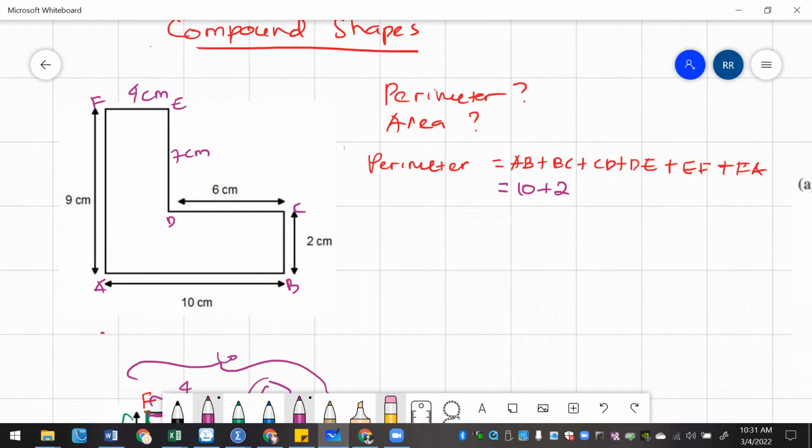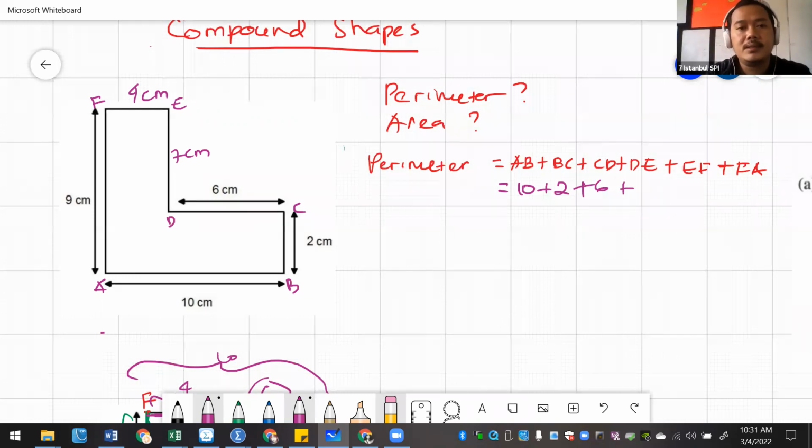Okay, 10 plus 2, and then plus 6, and then plus 7, and then plus 4, and then plus 9. Right? So you can just add this. I don't need to help you with the calculation. Quite easy. 12 plus 6.